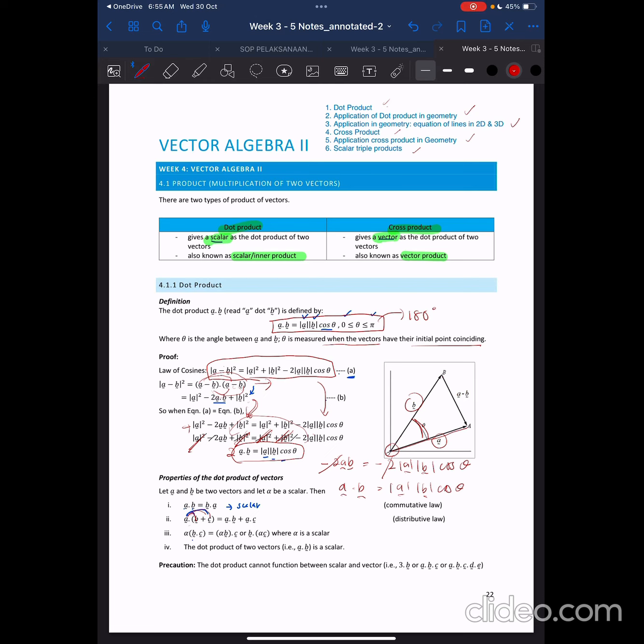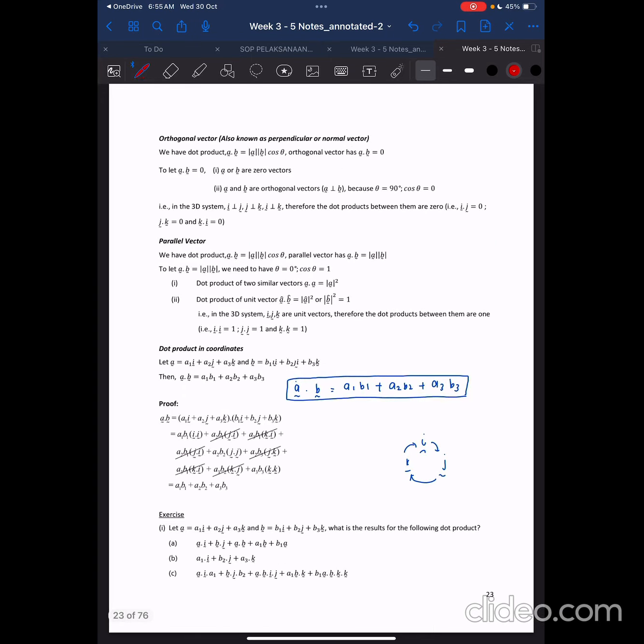Okay, and the scalar, if you multiply scalar with the dot product, you will get something like this. And always remember that when you do dot product, you always get a scalar. Okay, alright, let's go into the orthogonal vector. When we say orthogonal, we are talking about 90 degrees, or perpendicular vector, perpendicular or normal vector.